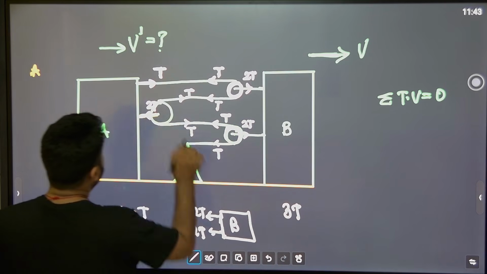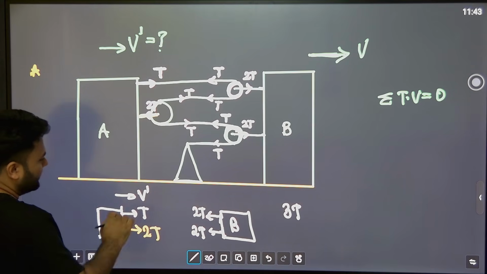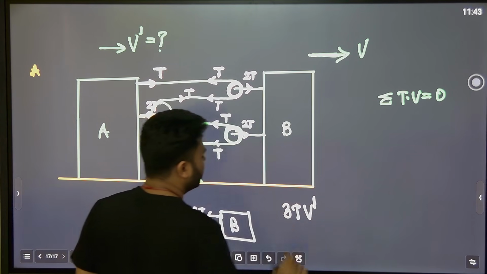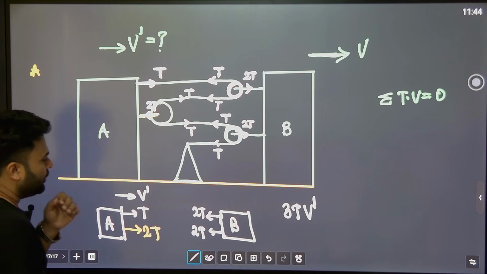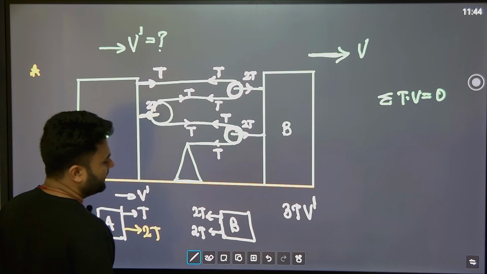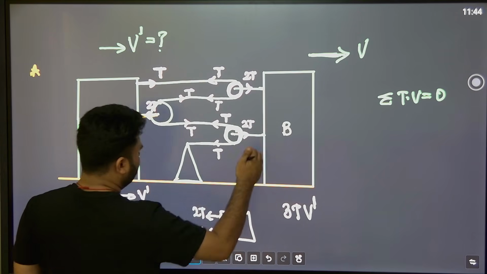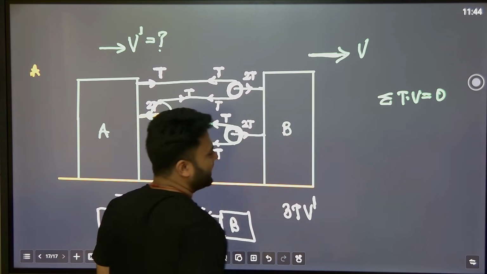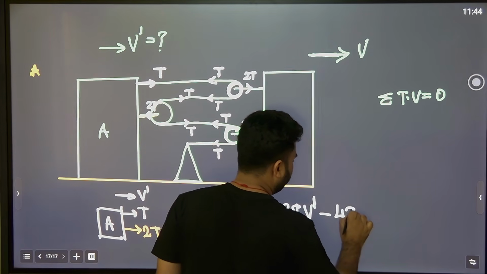Correct. So what I can write, net tension in block A is 2T plus T, 3T, and velocity in the same direction. Tension and velocity V dash are in the same direction, so tension dot velocity, theta is 0. For this block, 2T plus 2T, 4T. This side tension is 4T, but velocity is in this direction, so you write minus 4TV.